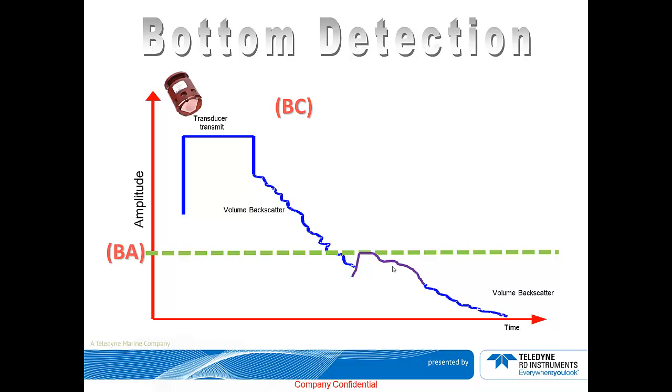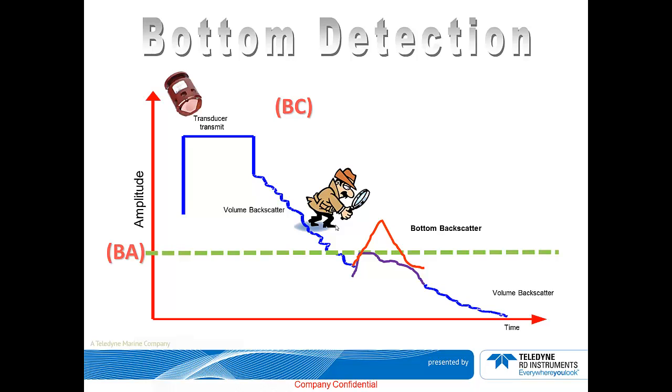Now, imagine that the DVL signal hit a target and produced this kind of signal, represented by the red signal. As you can see, the signal exceeded the BA parameter. However, it does not meet the requirement set by the BC parameter.